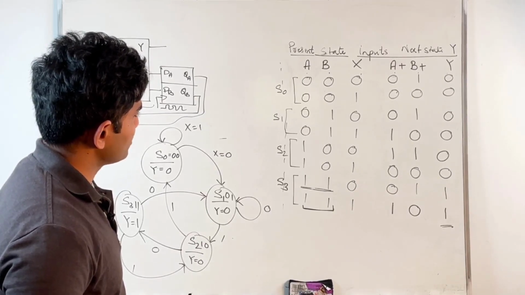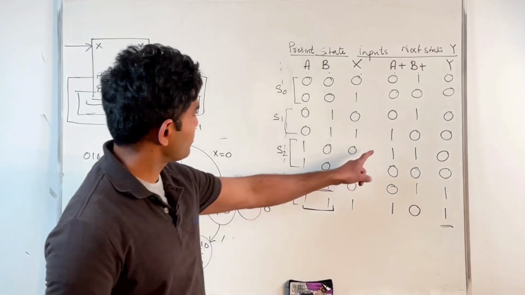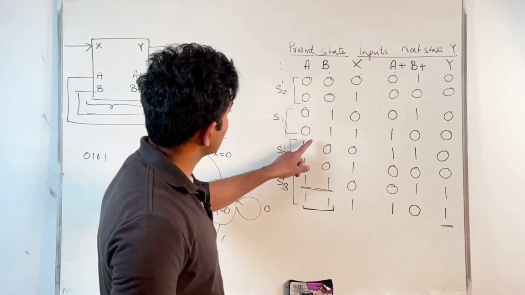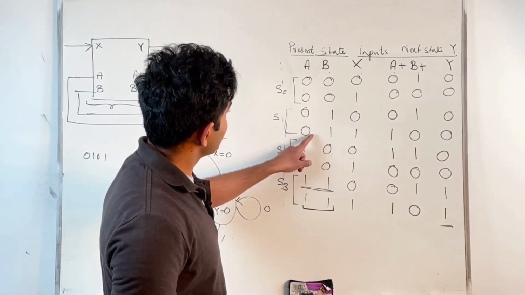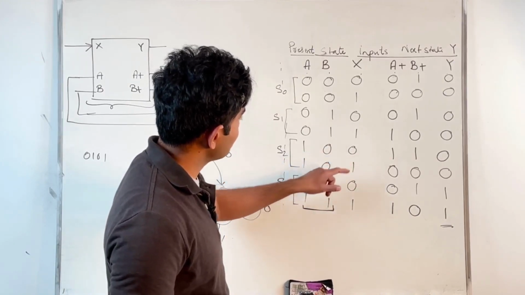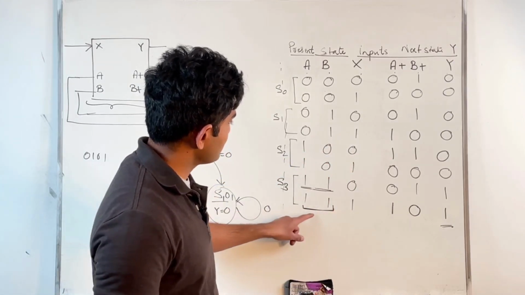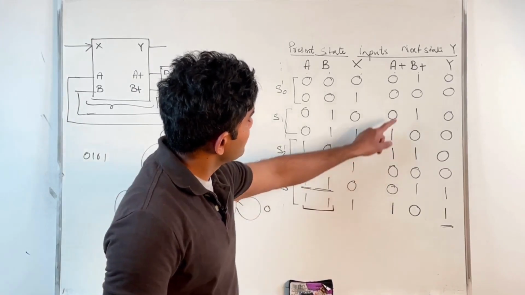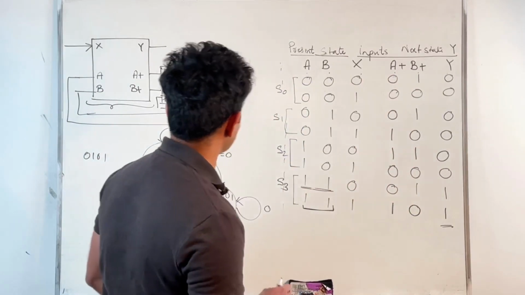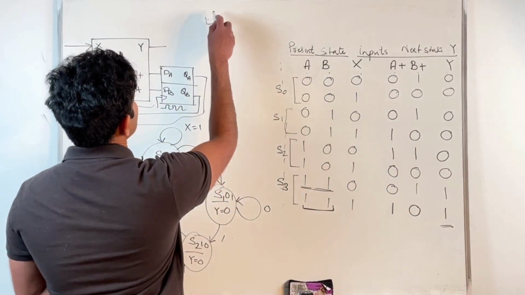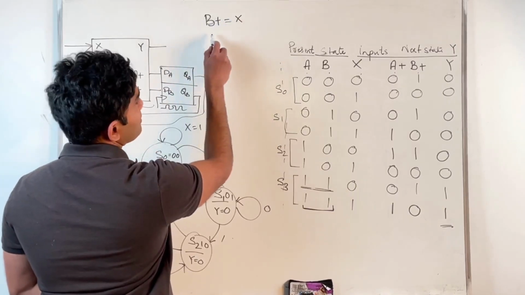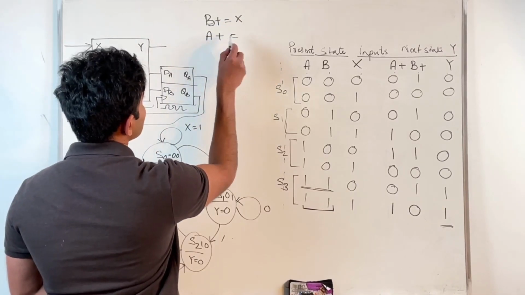0, 1, 1, 1, 0, 0 give me a 1 for A plus. So it's A prime Bx plus A B prime X prime plus that. Okay. B plus 1, 0, 1, 0, 1, 0, 1, 0. So that's B plus is still X here. So that's good. B plus is X. A plus, I need to find out what A plus is.